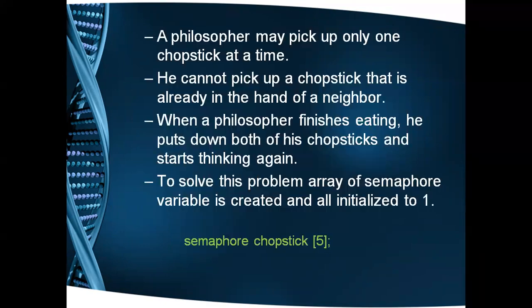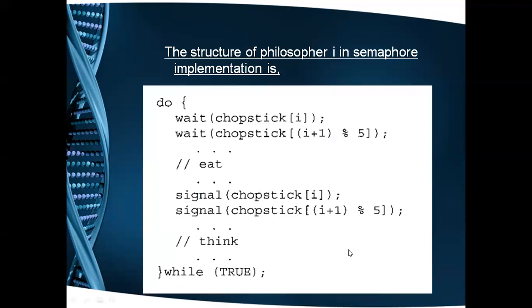So we are going to solve the problem using simple code. Here we are using a semaphore named chopstick. Since we have 5 philosophers, we create that variable as an array, chopstick of 5. All the array variables are initialized with the value 1. So this is the structure of every philosopher. Whenever a philosopher wants to eat, he has to pick up 2 chopsticks. For that, we have 2 wait operations. Wait of chopstick of i is to take the left side chopstick.